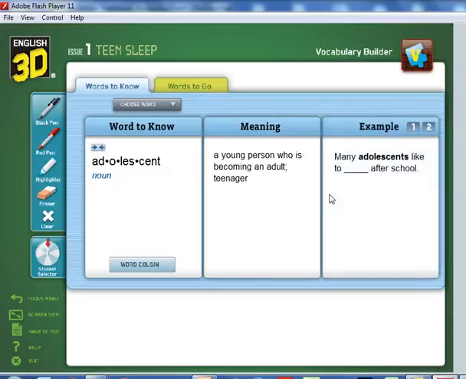Many adolescents like to blank after school. Many adolescents like to hang out with their friends after school. Many adolescents like to listen to music after school. Adolescent.